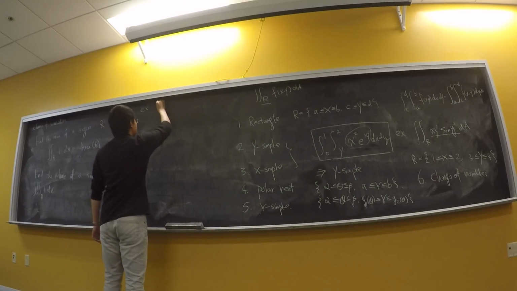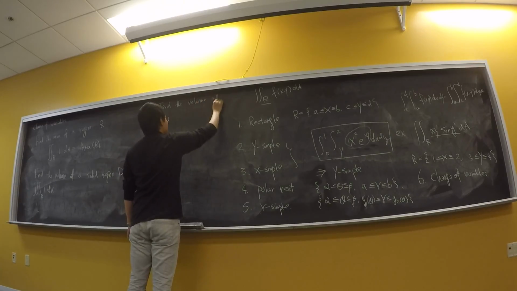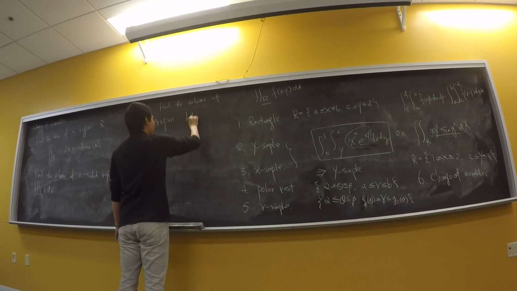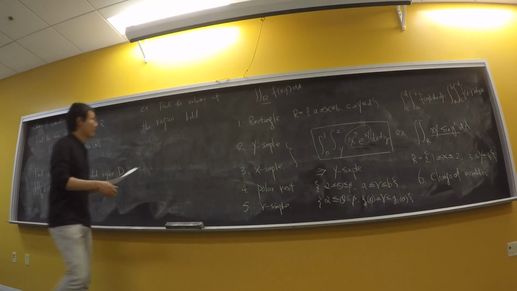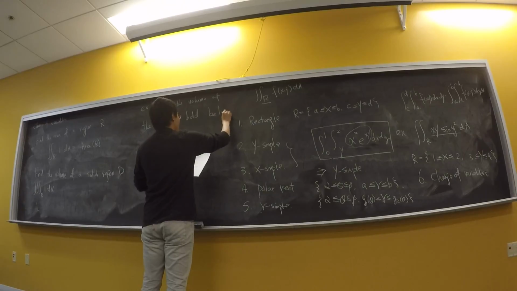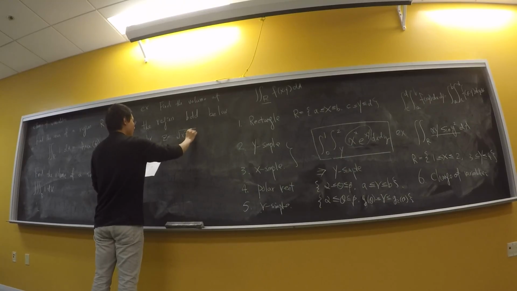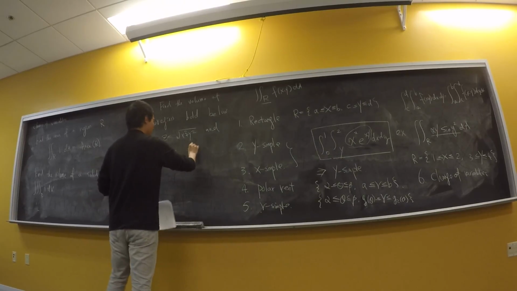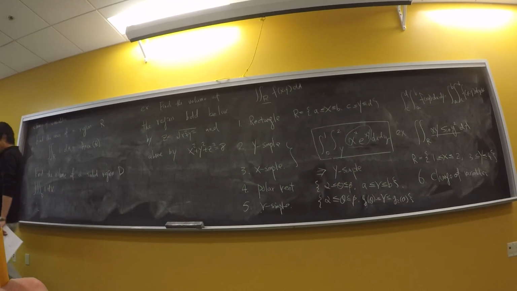For instance, I want to find the volume of the region bounded below by z equals the square root of x squared plus y squared, and above by x squared plus y squared plus z squared equals 8. Okay. So this is one of the questions we discussed before.